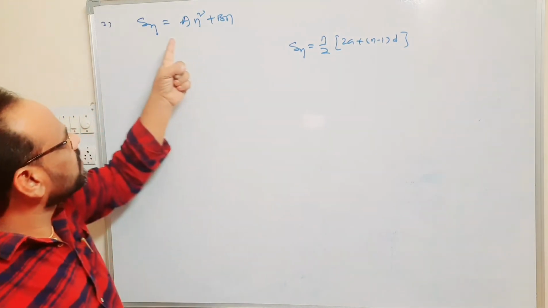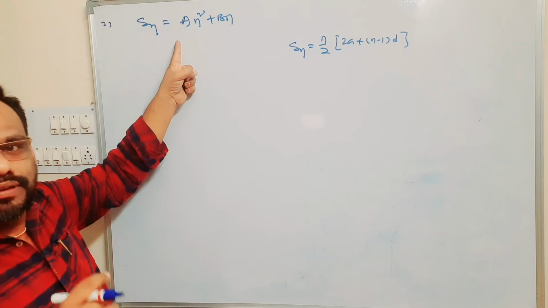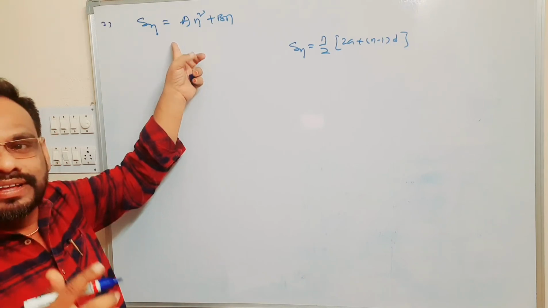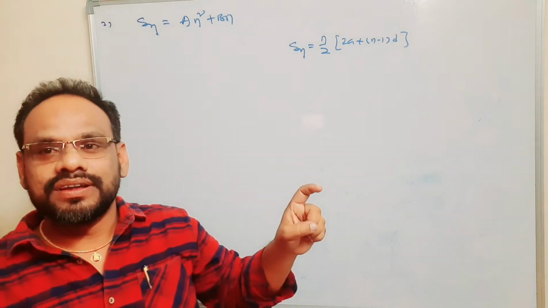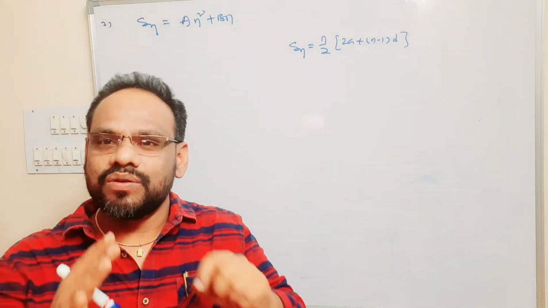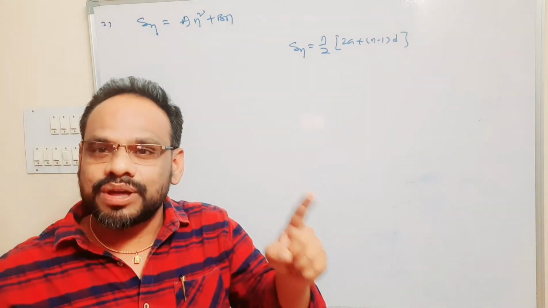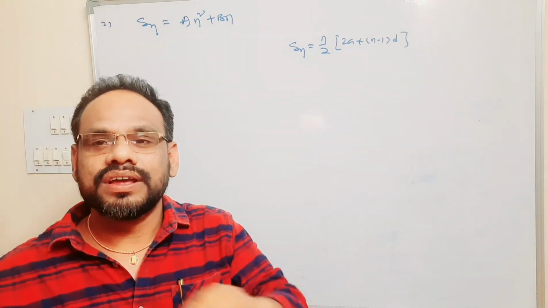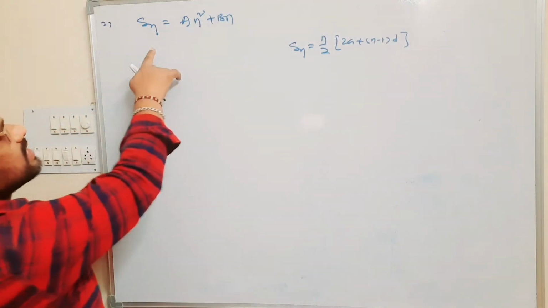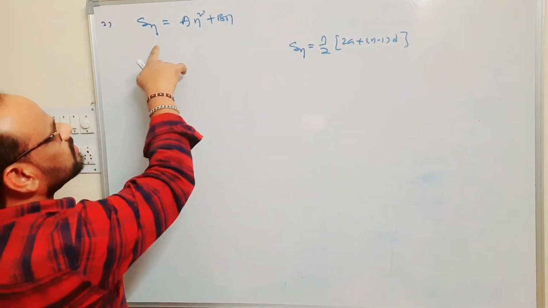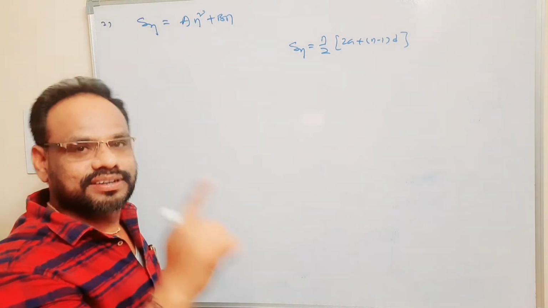So whenever they give the sum of n terms of a sequence, Sn, equal to an square plus bn, then the sequence is always in arithmetic progression. But if Sn is equal to an square plus bn plus c is given, it is not at all in arithmetic progression. So Sn equal to an square plus bn is a quadratic expression, and the given sequence is always in arithmetic progression.